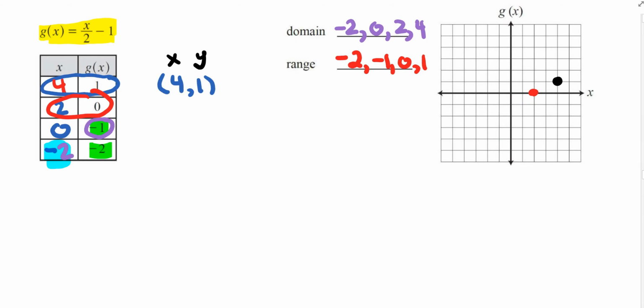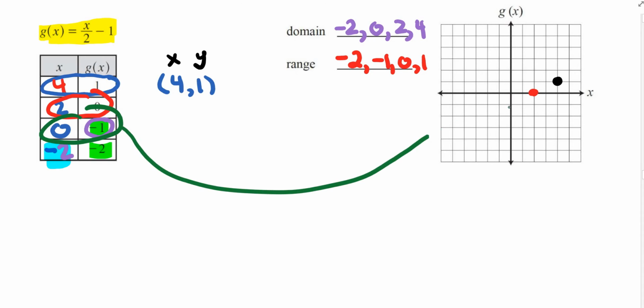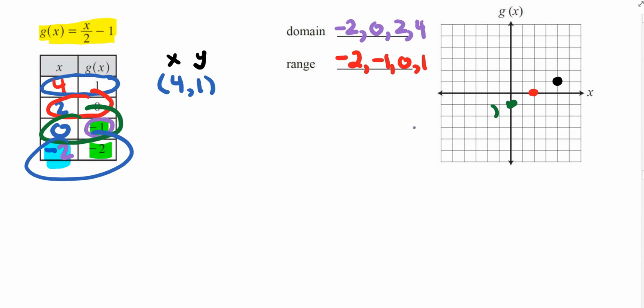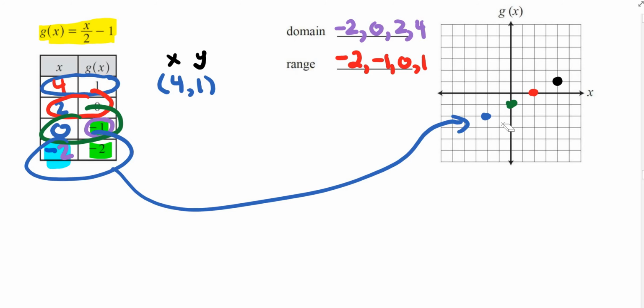And after that, we just continue plotting points here. So 0, -1 is going to be about there. And then finally, the last point here, -2, -2 is going to be that point right there. And let me just erase this part right there. And there's my graph for that particular problem. Okay, great. Let's move on to question number 13 now.